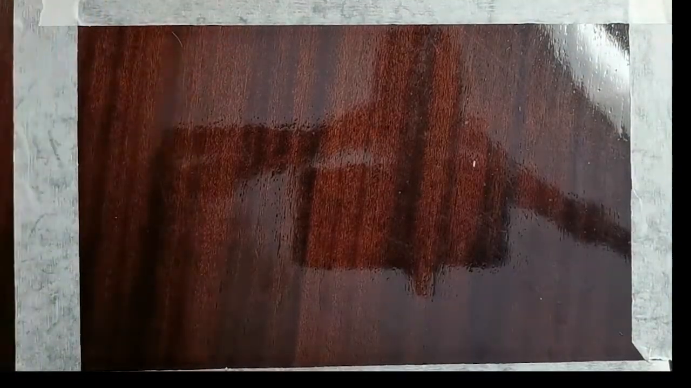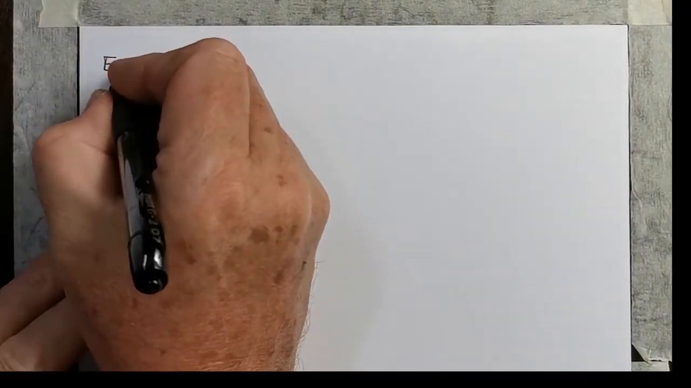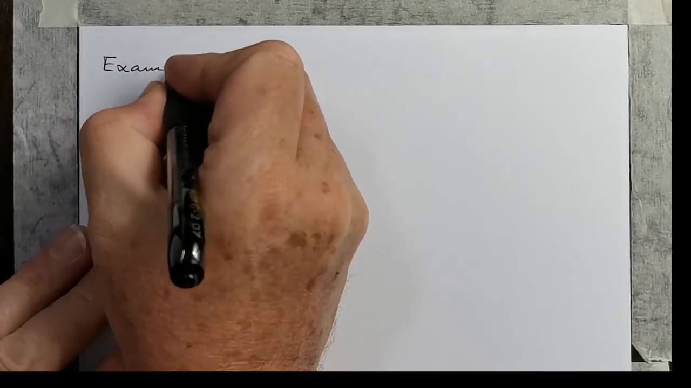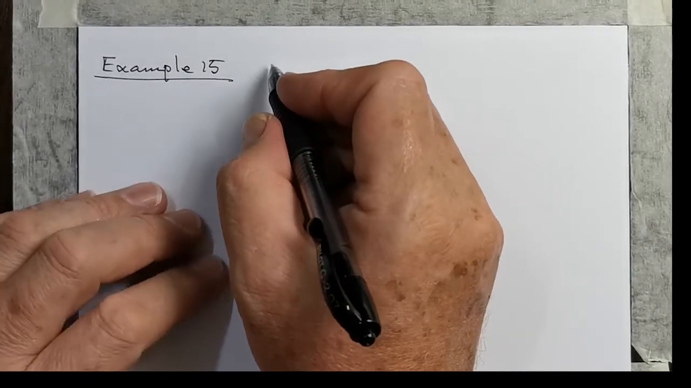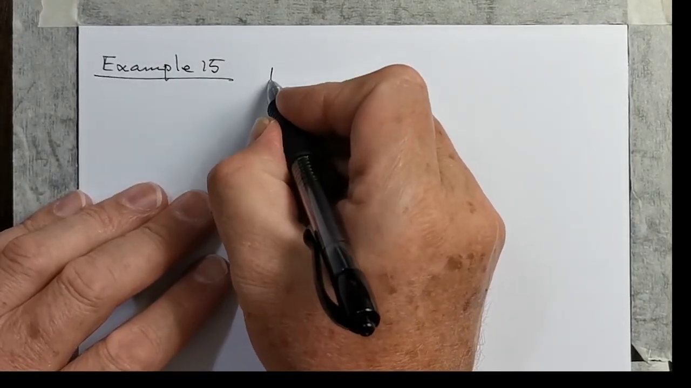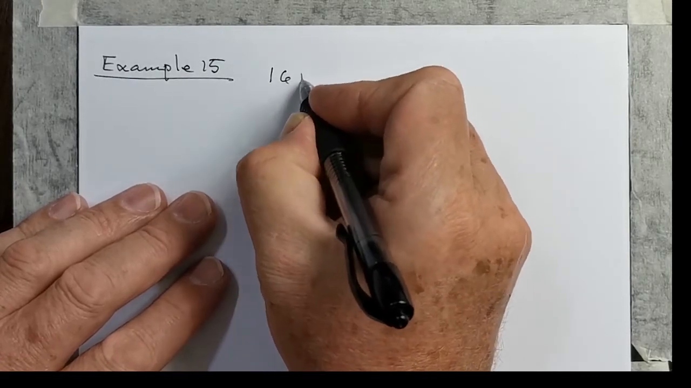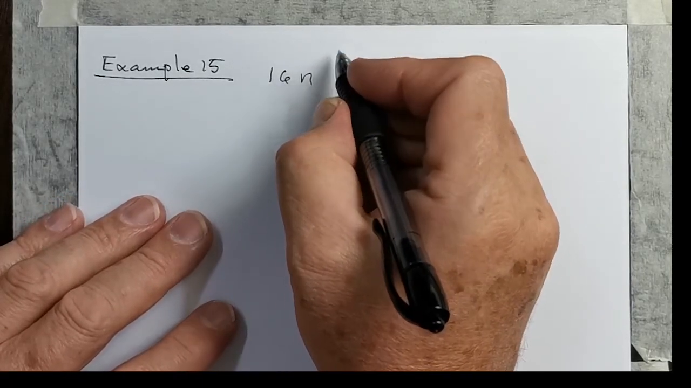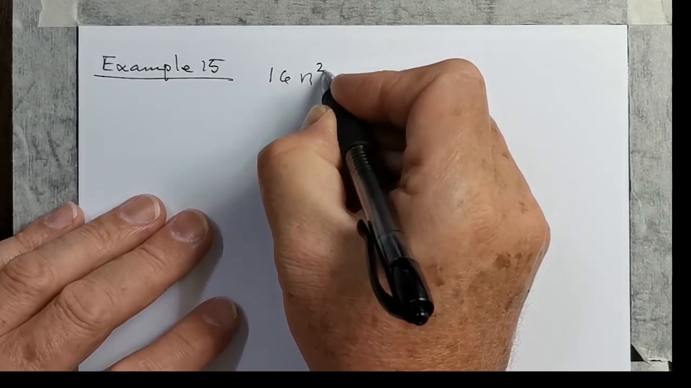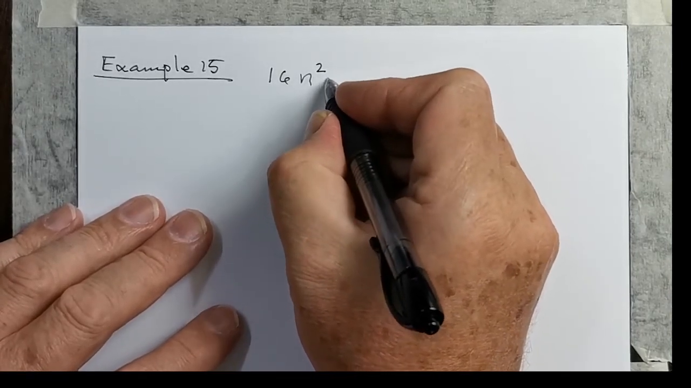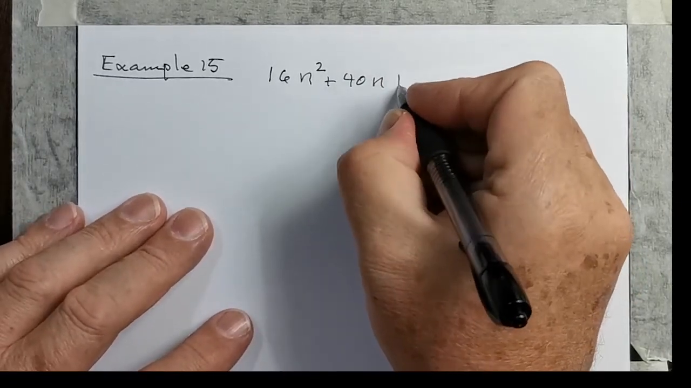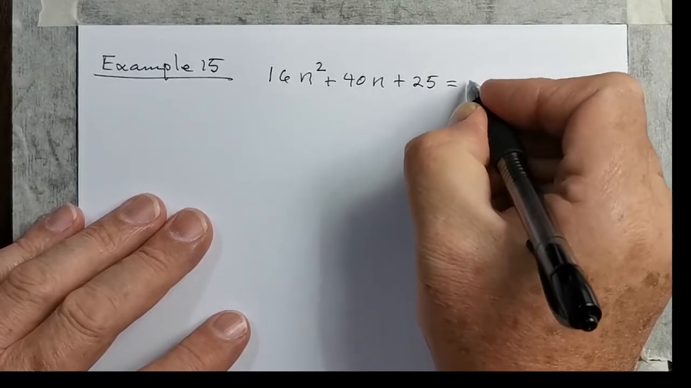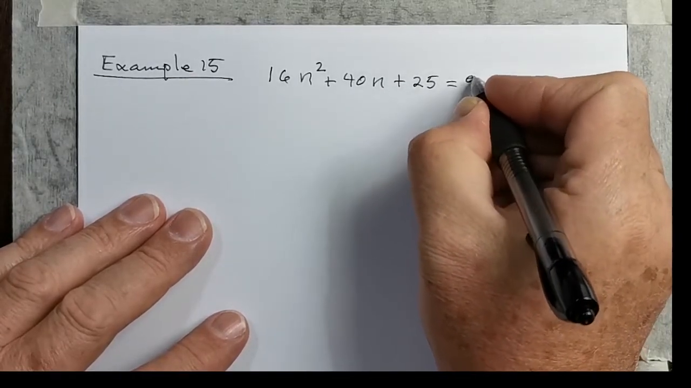Okay, let's move ahead to example number 15. Example 15. Example number 15 is 16n squared plus 40n plus 25 equals 9. Okay?